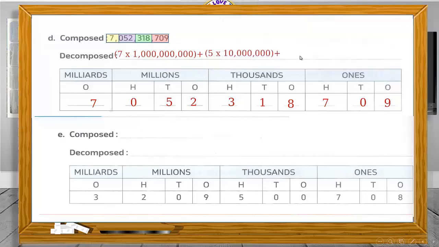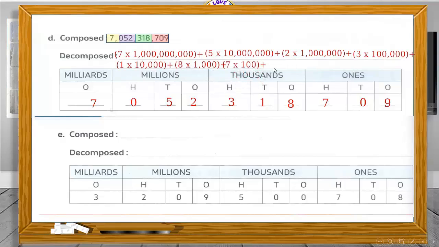2 in 1 million, write 2 times 1 million. 3 in 100,000, write 3 times 100,000. 1 in tens, write 1 times 10,000. 8 in 1,000, write 8 times 1,000. 7 in hundreds, write 7 times 100. 0, nothing here, and last place we have 9, write 9 times 1.